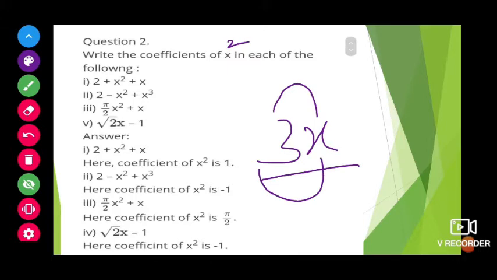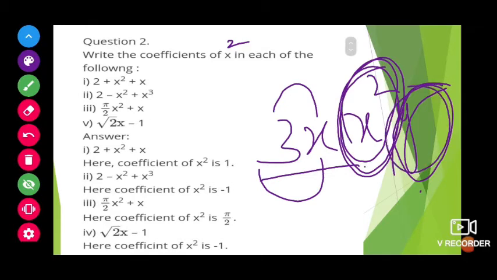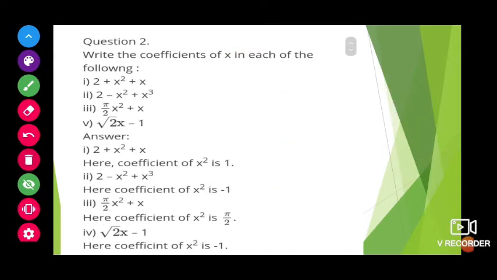Okay, if we are having x square y, then the coefficient of x square, what is it? y. Meaning in any term, the coefficient of a particular variable, if we take it, whatever remains will be the coefficient of that particular variable or particular constant. Okay, now shall we check?